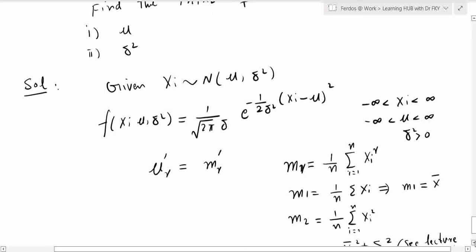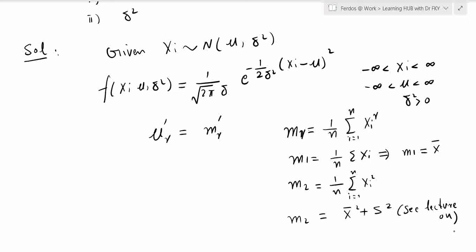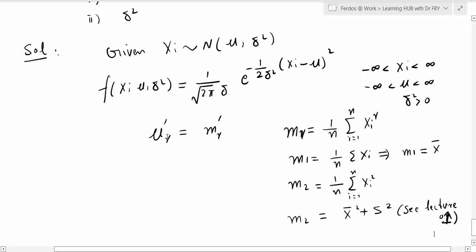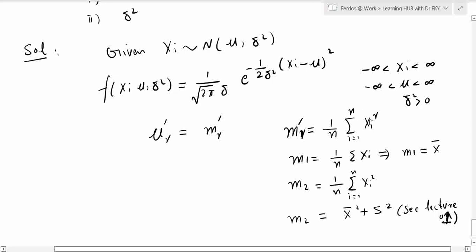Now we know from the method of moment estimation, you can see the first lecture of the series, this should be lecture 1, in which we presented the general procedure for the method of moment estimation. We need to solve mu r prime is equal to m r prime, where m r prime is equal to 1 divided by n summation i from 1 to n xi power r. This is the general rth sample moment, which you can call the raw moment.